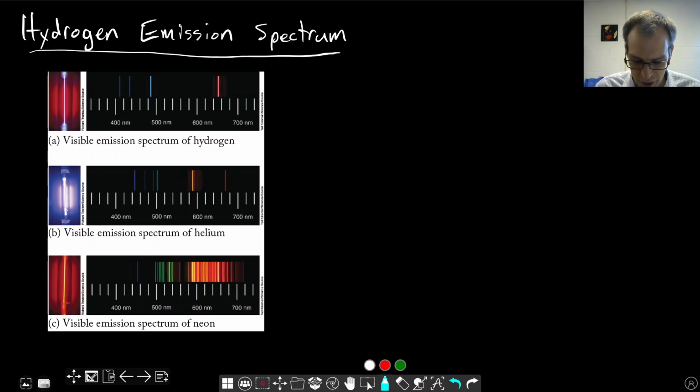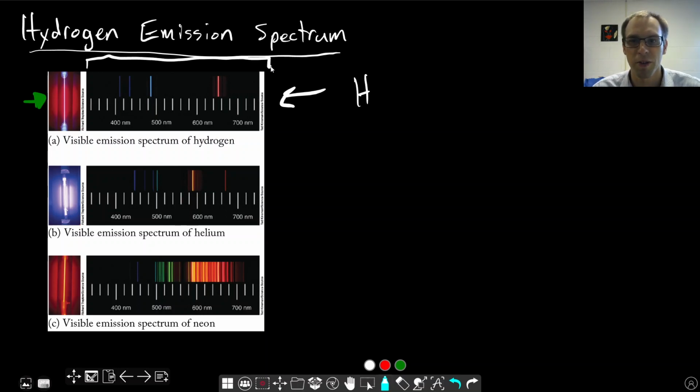Essentially, we have a few different elements here, but we're talking about this one on the top here. This is a bunch of hydrogen atoms inside of a tube, kind of like a neon light. That's what's shown here on the left. If you send electricity through those hydrogen atoms, they will emit light. And in this section right here, this is the emission spectrum.